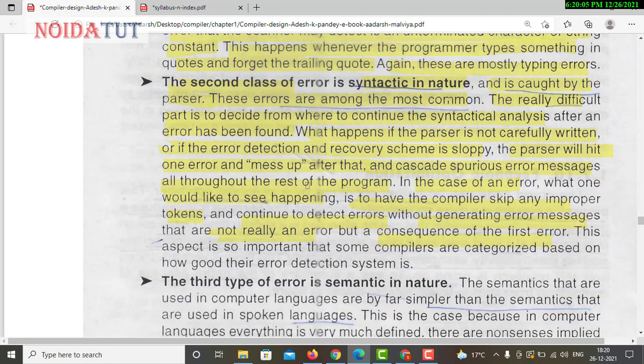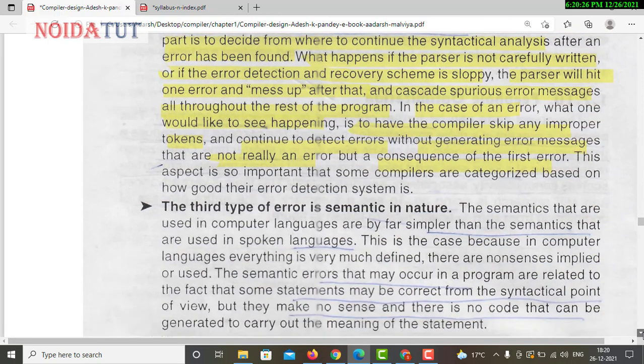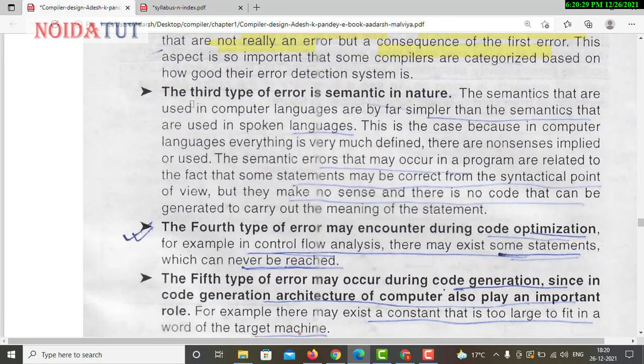Now, in the second class of errors, these are the errors which are not real errors, but are created by the previous errors. In the first phase of error, we found that there were illegal characters to be removed. So the presence of illegal characters creates the second class of error. That is why it is known as the second class of error. Fine. Now proceeding further, the third type of error.